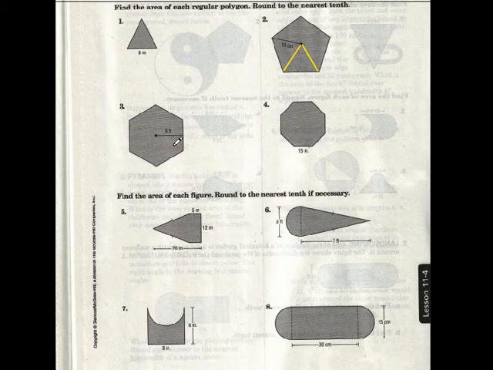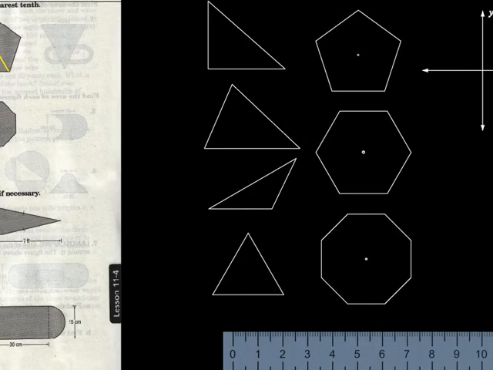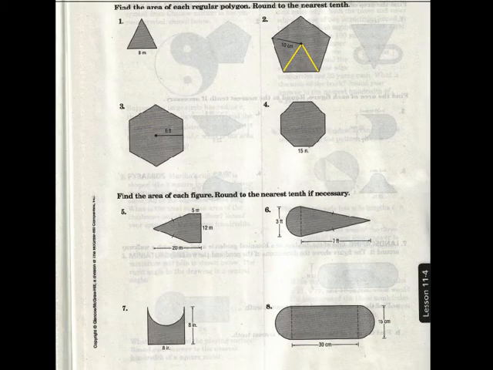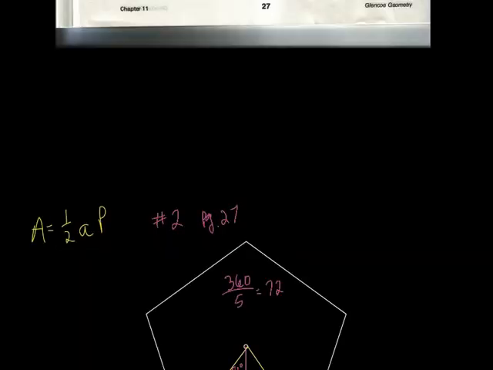What about this one? How many sides? 1, 2, 3, 4, 5, 6. Hexagon, and it's kind of tilted up like that. That's a hexagon right there. And they tell you the apothem, right? So they tell you half of it. So really all you've got to find is the perimeter.